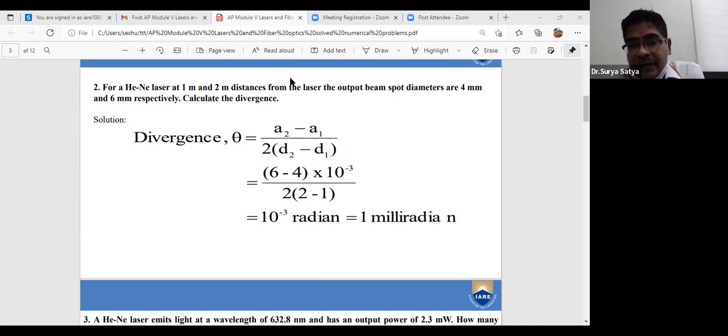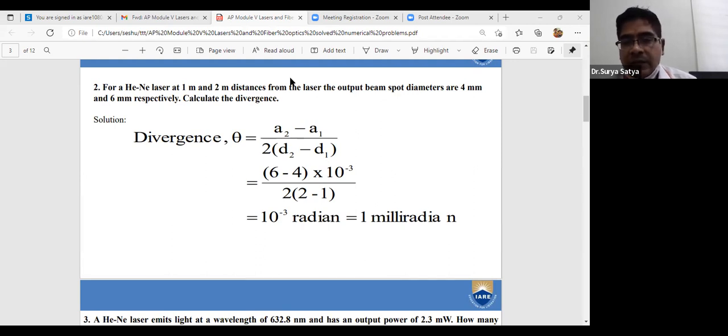The expression for divergence is given as theta equals (a2 minus a1) by 2 into (d2 minus d1). So for the helium neon laser at 1 meter and 2 meter distances from the laser, the output beam spot diameters are observed to be 4 millimeter and 6 millimeter respectively. So what is the divergence? Divergence theta is equal to (a2 minus a1) by 2 into (d2 minus d1). a2 is the spot diameter, 6 millimeters, minus 4 millimeters.